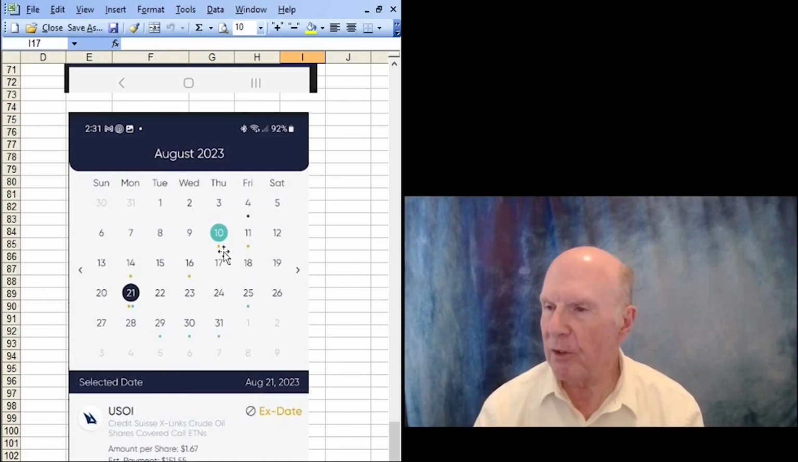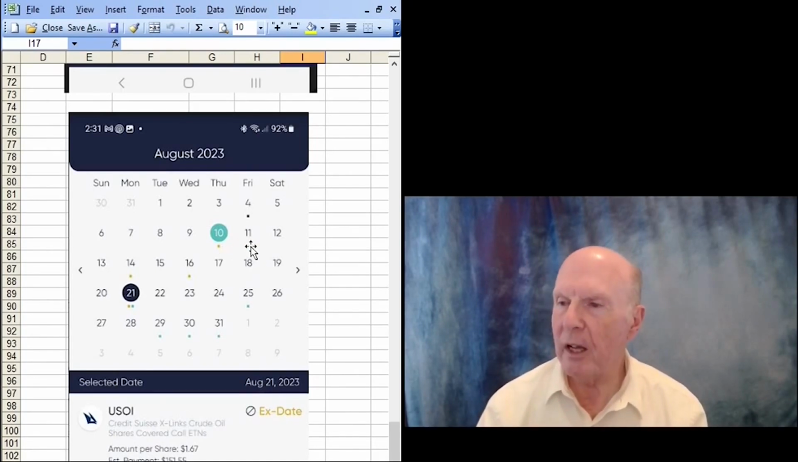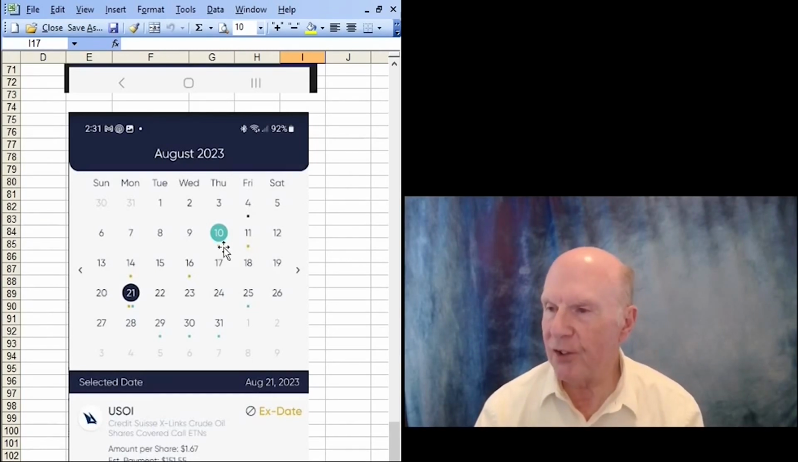So you see these little gold dots and these little green dots. Well, the gold dot is an ex-dividend date. So on the 10th there was an ex-dividend for something. On the 11th there was an ex-dividend for something. You click on that date and it'll show you what the ex-dividend was for that date. And I chose the 21st because it had a gold and a green, and that way I can show you both on the same screen.